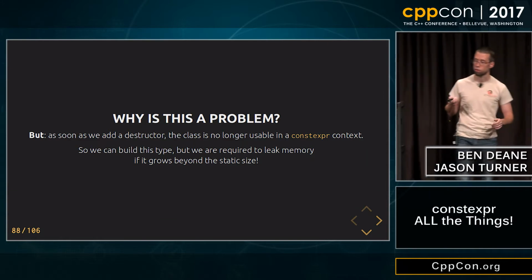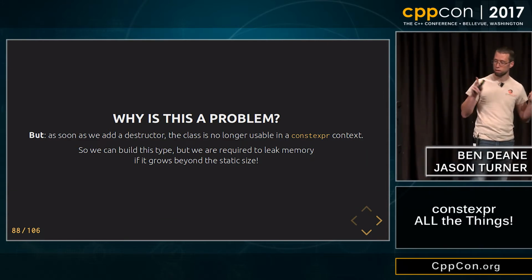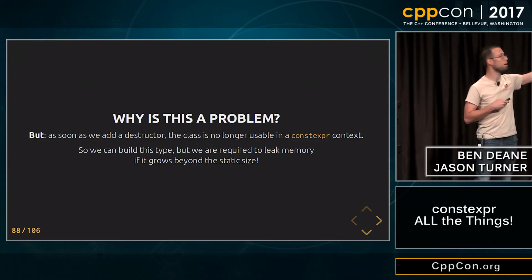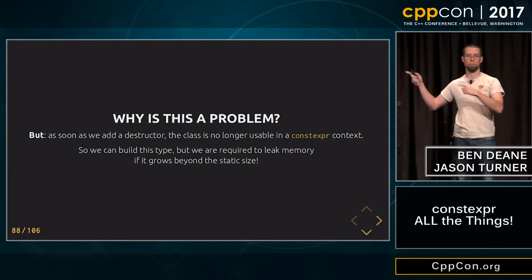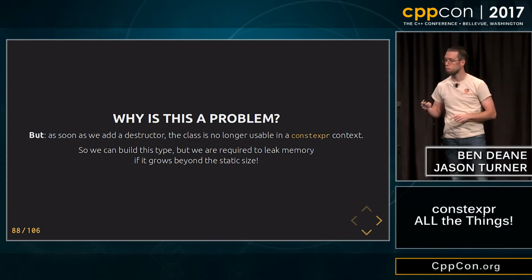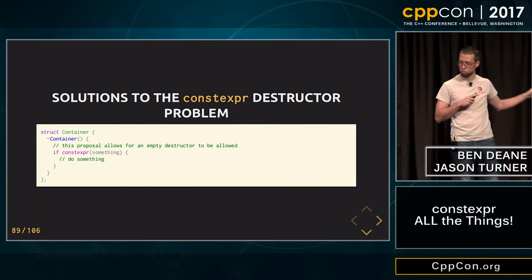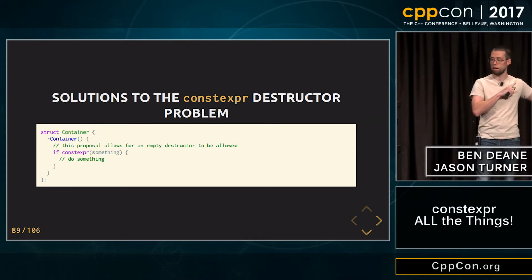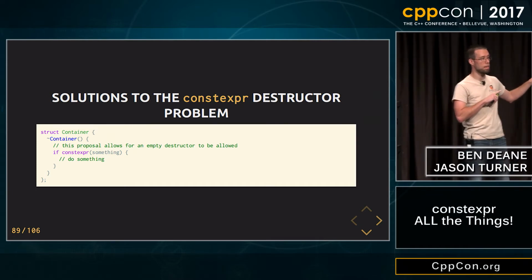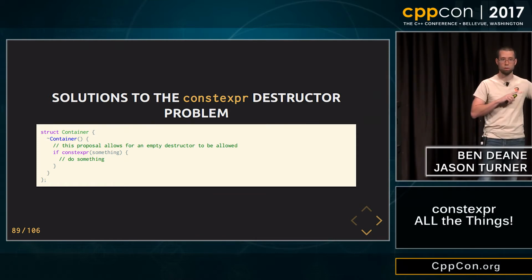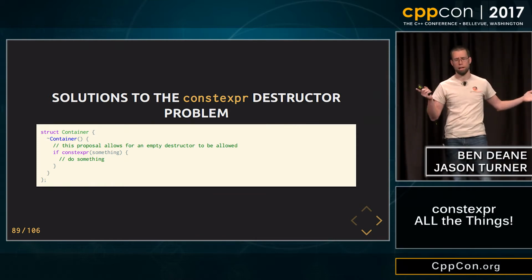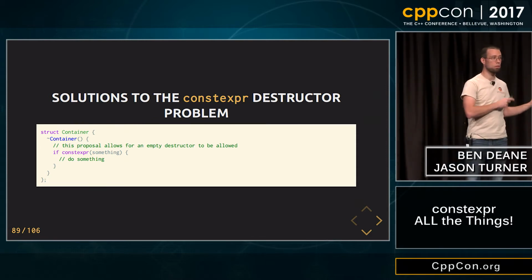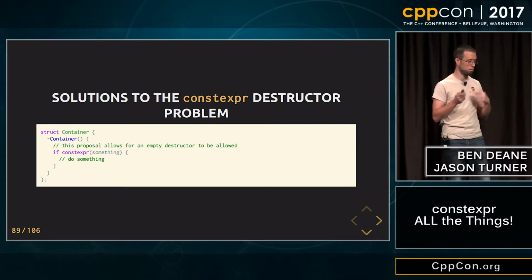As soon as we add the destructor, the class is no longer constexpr enabled, and we can build this thing, but we are basically required to leak memory because we don't have any way of calling the destructor if it needed to be called at runtime. So there is a proposal out there, I don't have the number for it, where we can do this and say if the body of the destructor is empty, then it counts as trivially destructible, or is allowed at compile time in constexpr context anyhow. That doesn't solve this problem though, because I have to make a bit of a compile time runtime decision.